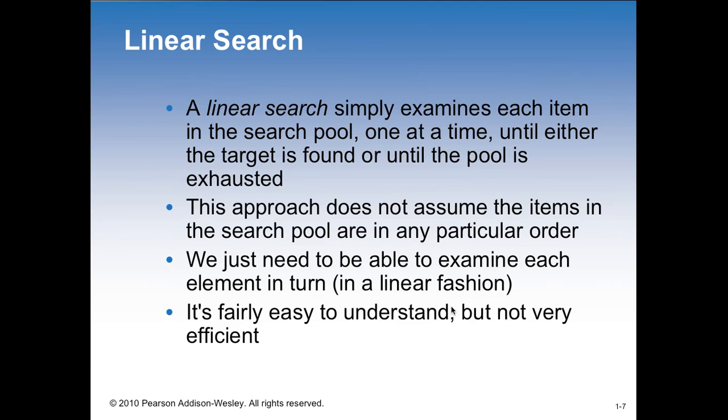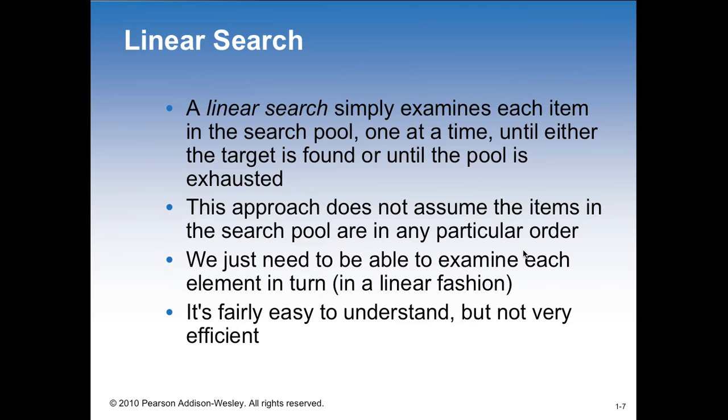So one advantage is it's very simple. You can take an array of items that are indexed 0 through 10, run them through a for loop, and you're basically doing a linear search when you're comparing the first one to the second one, the second one to the third one, etc. So the approach does not assume that the items in the search are in any particular order. They can be in any order. So you don't have to sort the items before performing the linear search. You can do it on a raw list of anything. You just need to be able to examine each item in turn in a linear fashion.